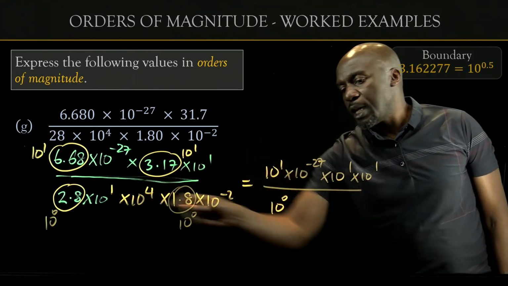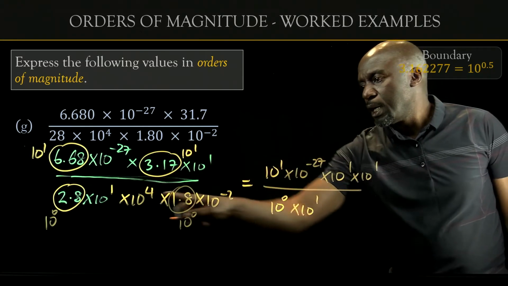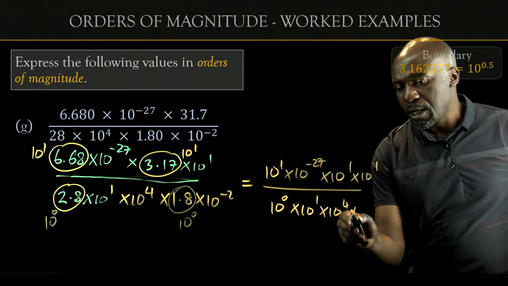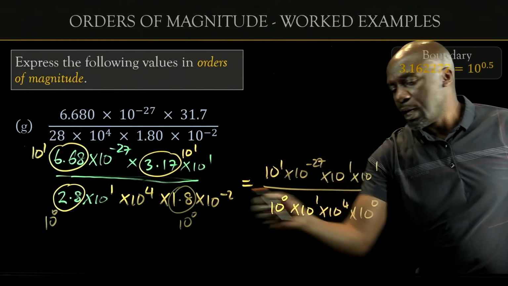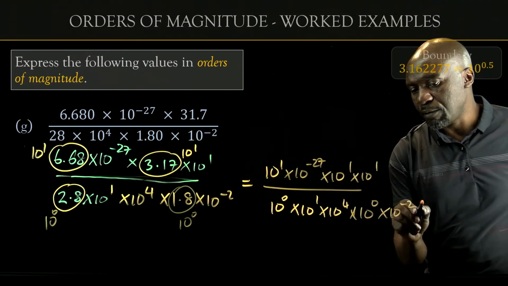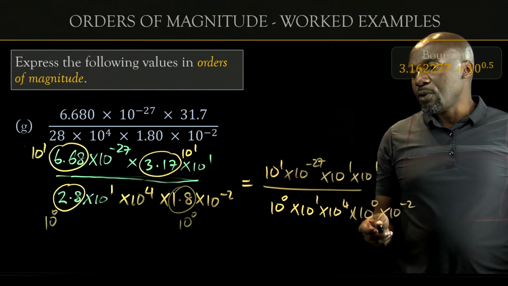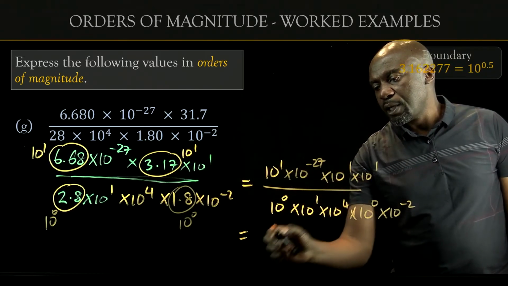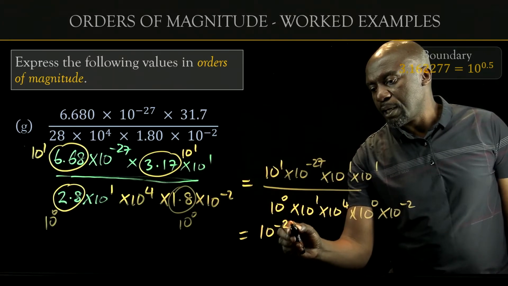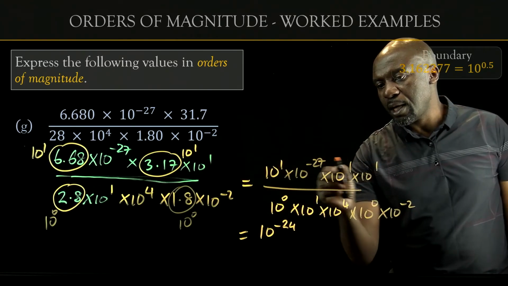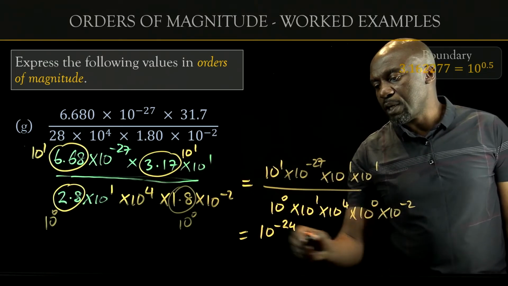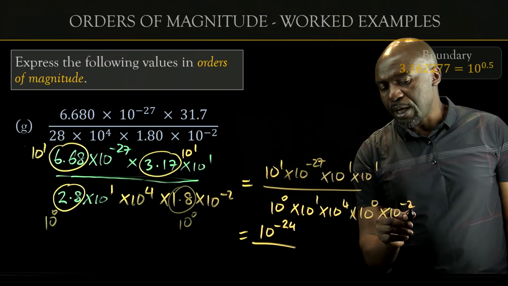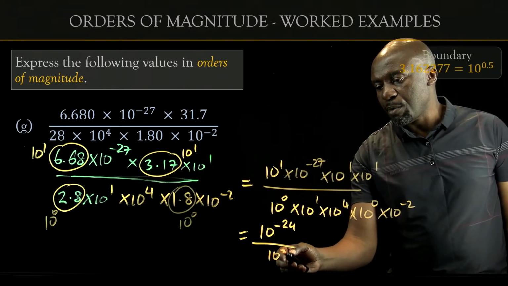Okay, then we have times 10 power 1 times 10 power 4 times 10 power 0 and times 10 power negative 2, like that. So you can see that what we end up with here in the numerator is 10 power negative 24, because there is positive 3 there and 27 there, negative 24. And in the denominator is 0, 1, 5. 5 minus 2 is 10 power 3, 10 to the power of 3.